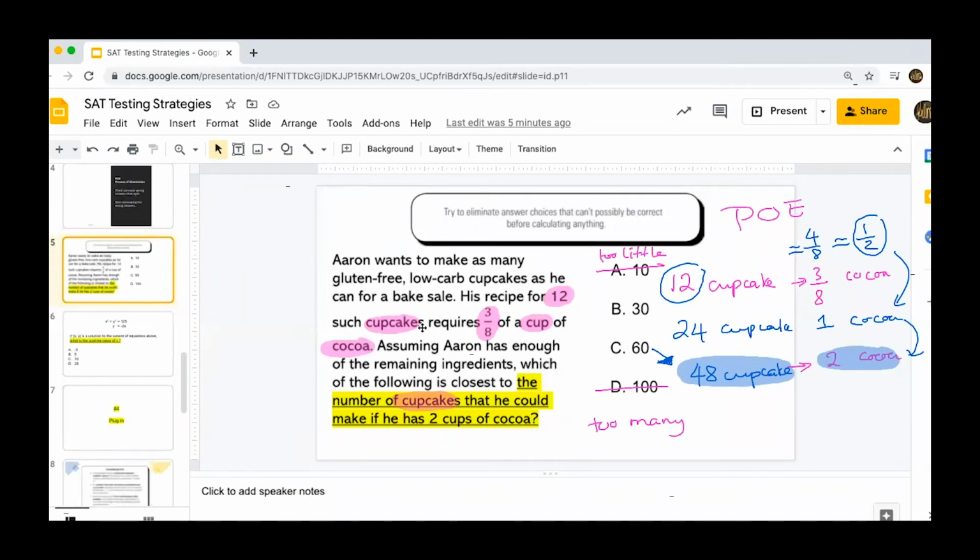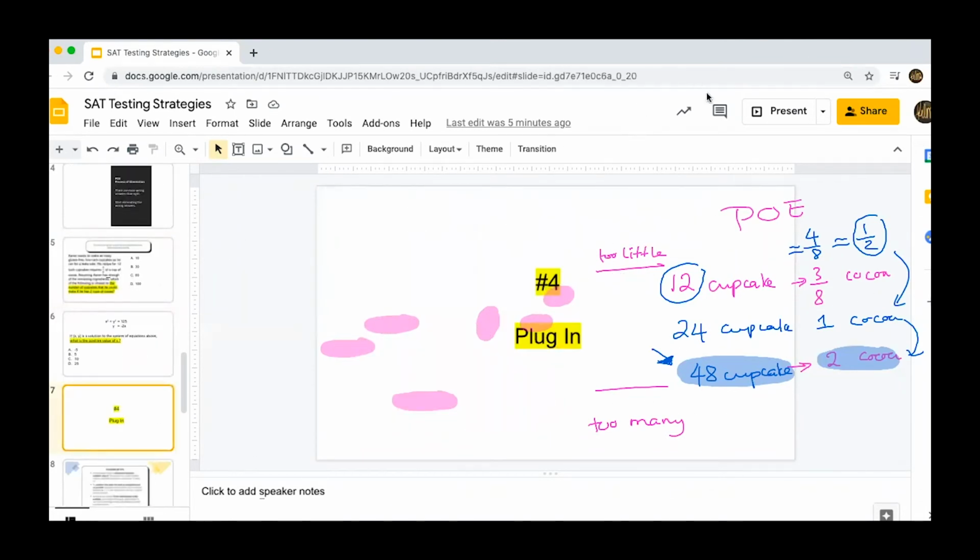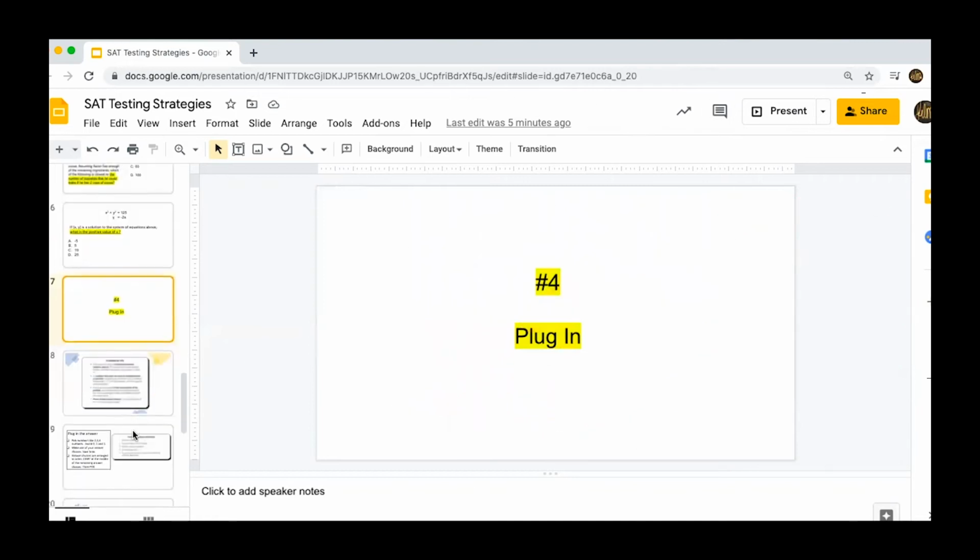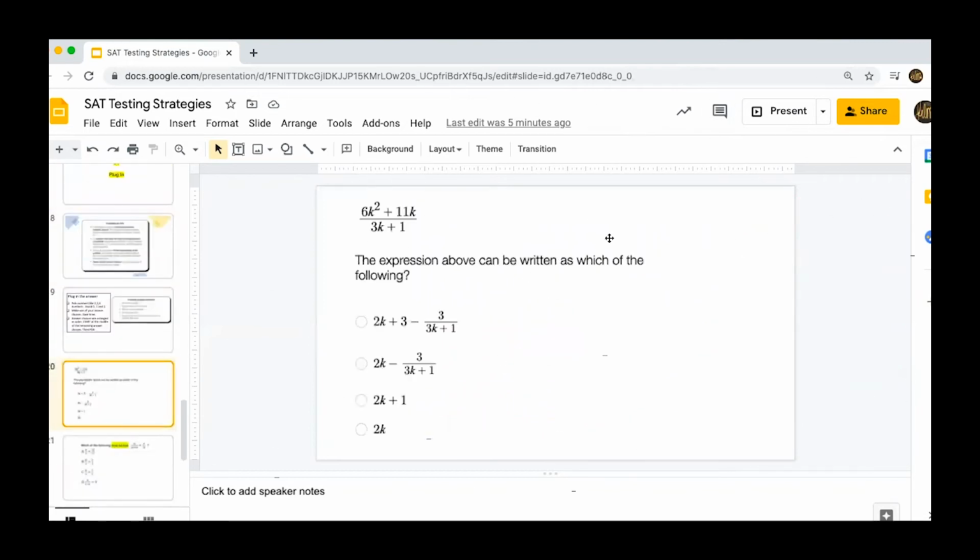Number 4 is plugging in. Sometimes we have a question, for example like this, where we have no idea what to plug in. We don't even know how to do long division for this question or whatsoever. Then we try plugging in.